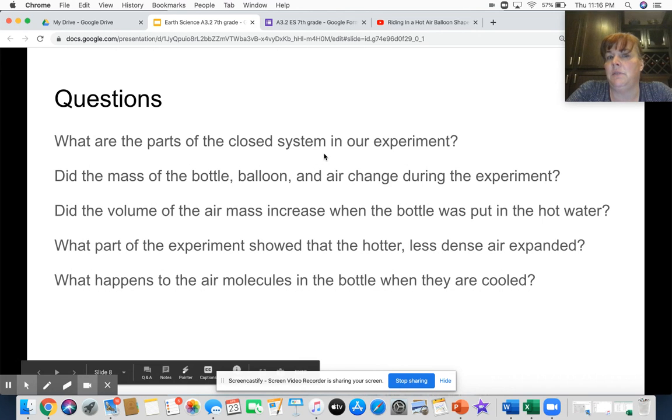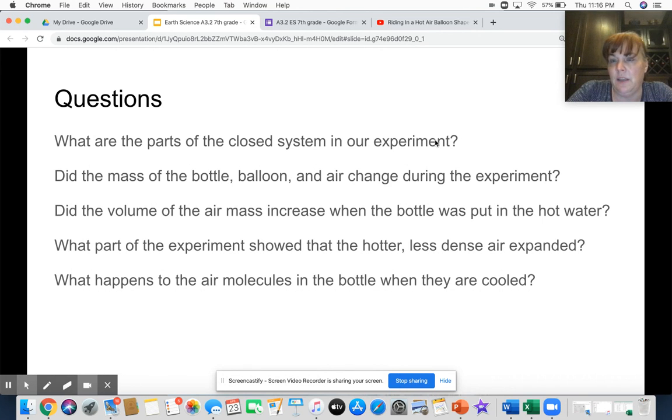All right. So, questions. What are the parts of the closed system in our experiment? If you remember, it's just the balloon, the air mass inside the bottle, and the bottle itself, because that is the closed part. It keeps all of that together. The water is not part of the closed system. It's part of the system, but not the closed system.